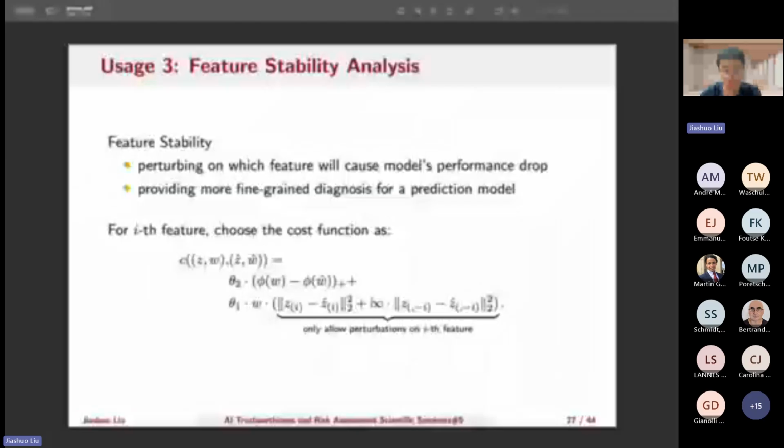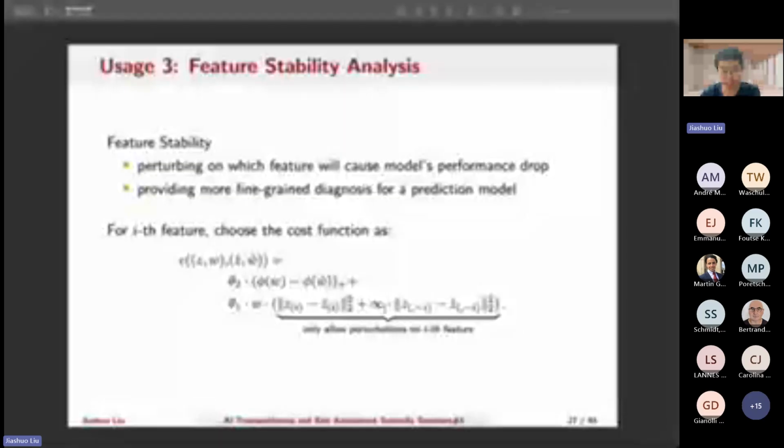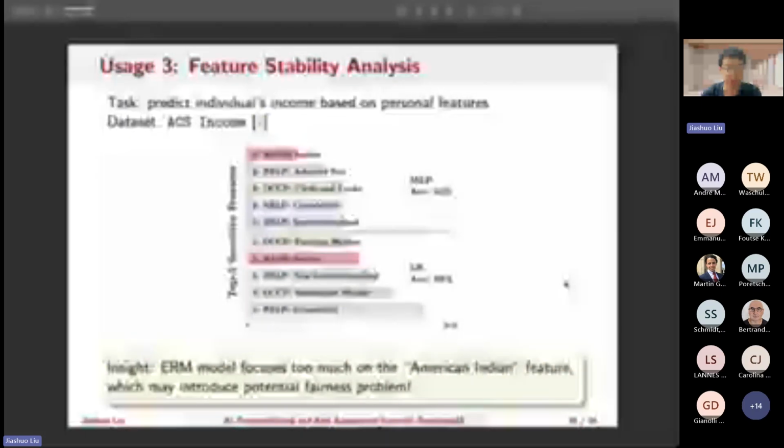So we can change our cost function like this, where we assign infinite weights on any perturbations on any other features. Based on this cost function, we can compare the feature stability among different features. And here's the result. The task is to predict individuals' income based on personal features. From this result, we surprisingly find that both the neural network and the logistic regression model focus too much on one specific racial feature, which is the American Indian. It is not good because it will introduce a potential fairness problem.